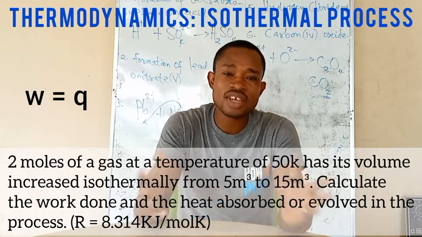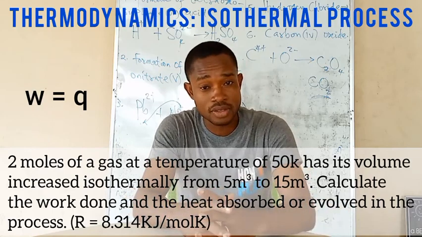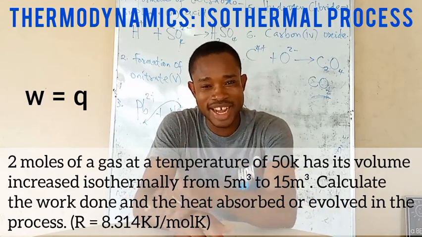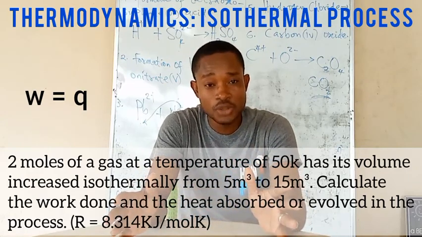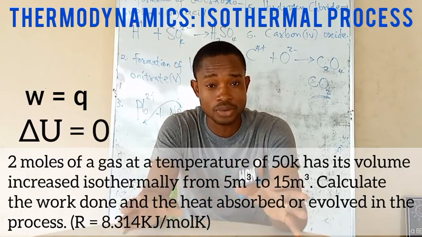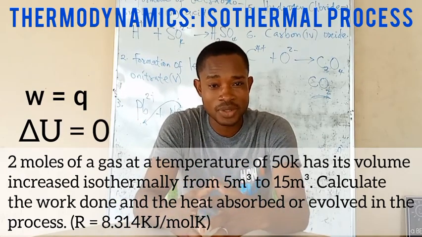What is the value of internal energy in an isothermal process? Don't forget, you don't do any calculation on that. The change in internal energy delta U is equal to 0 in this isothermal process.